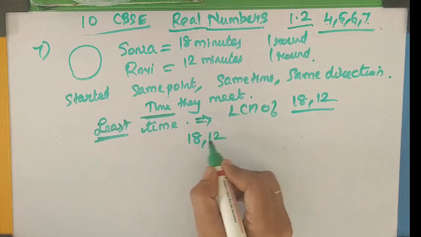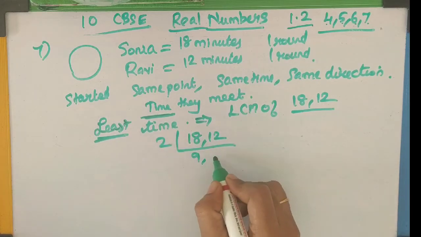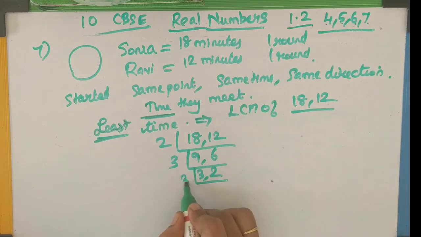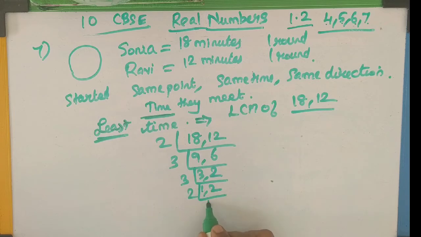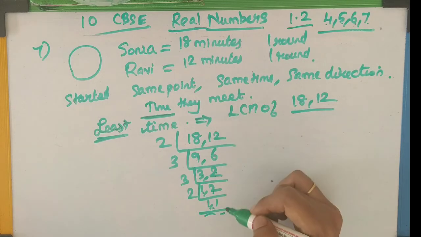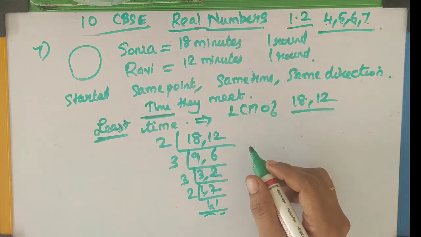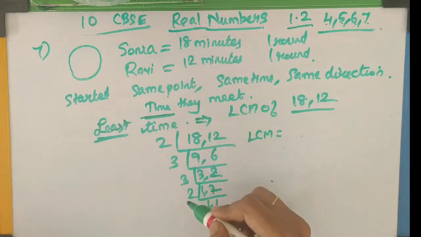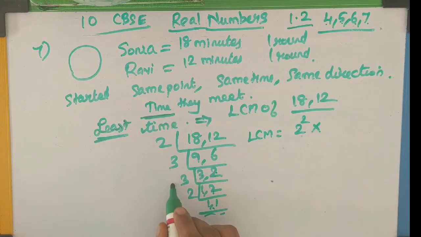So we have to take LCM of 18 and 12. I am going to take LCM for both the numbers together. So first I have divided by 2, then I have divided with 3, then again 3, then again 2. Okay, now I have factorized it and I am going to write the LCM of 18 and 12. That is nothing but 2 squared into 3 squared. Okay, that is 2 into 2 into 3 into 3. So the LCM of 18 and 12 is 3 squared into 2 squared. That is 9 into 4. That is 36. Okay. What do you mean by 36?